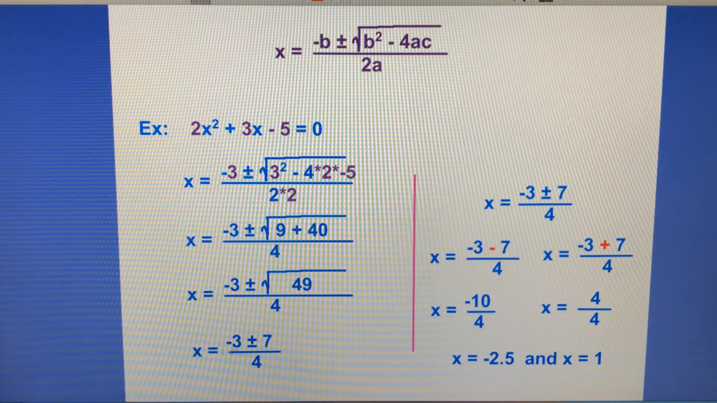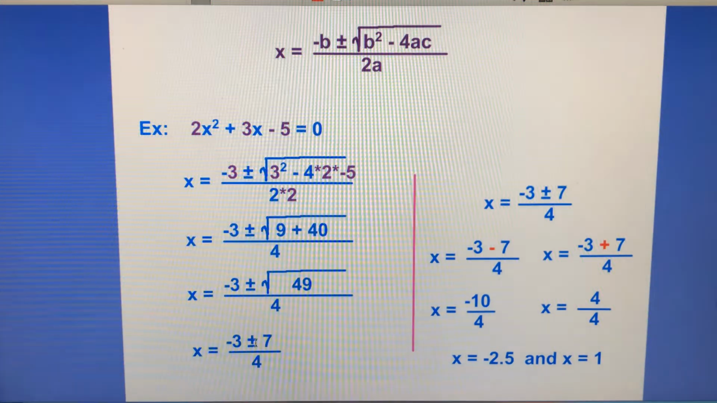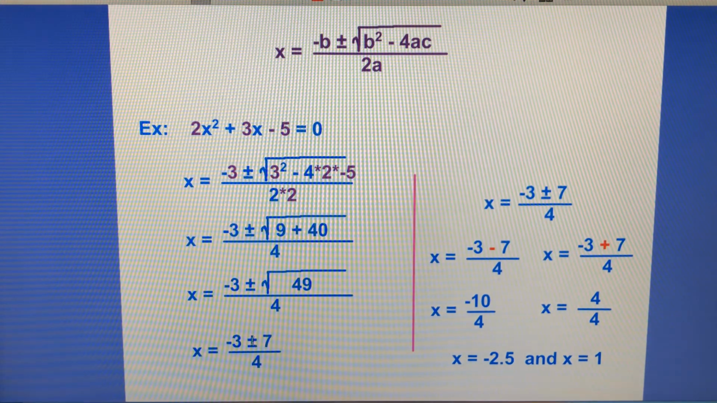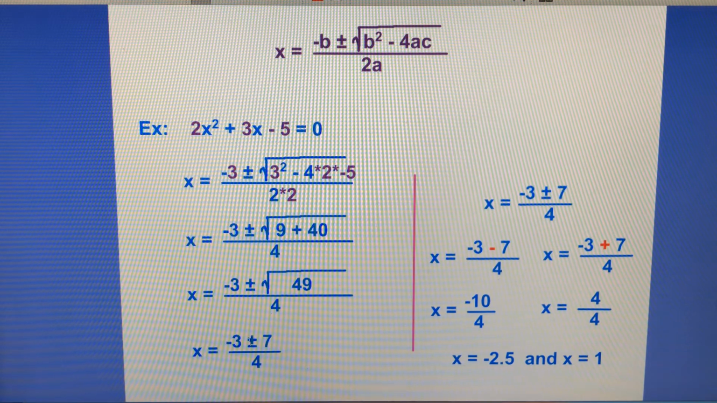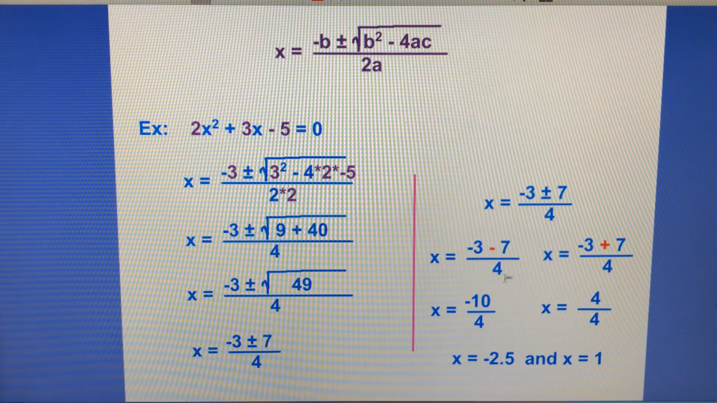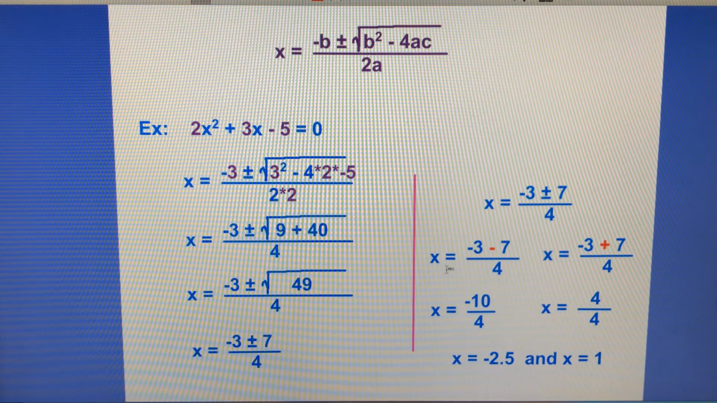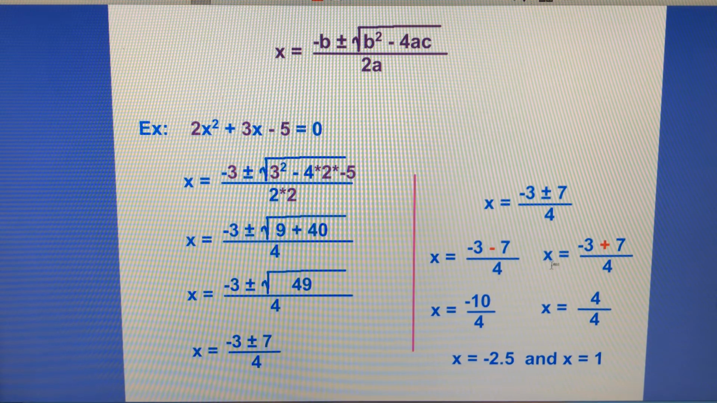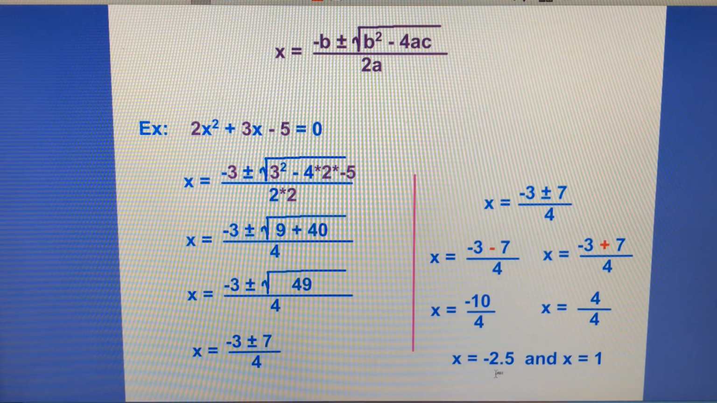Now I still have this plus or minus, and so yes, that's going to cause me some stress, but not as much stress as I've been having the last 8 sections. I come here and I have either negative 3 minus 7 divided by 4 equals x, or negative 3 plus 7 divided by 4 equals x. Here are my two solutions. X equals negative 10 over 4, which is negative 2.5. X equals 4 over 4. X equals 1.